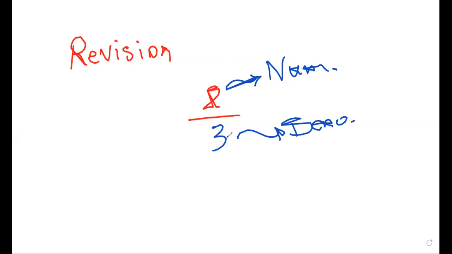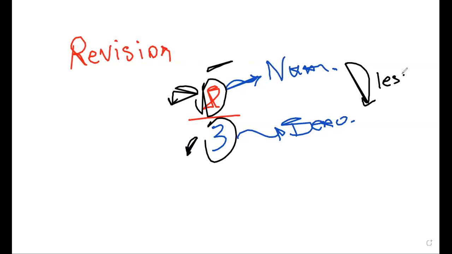We said yesterday, if the number up is less than the number down, so here we have 2 up and 3 down. So 2 is less than 3. 2 less than 3 means that this fraction is less than 1. So if the numerator is less than the denominator, this fraction will be smaller than 1. Okay.